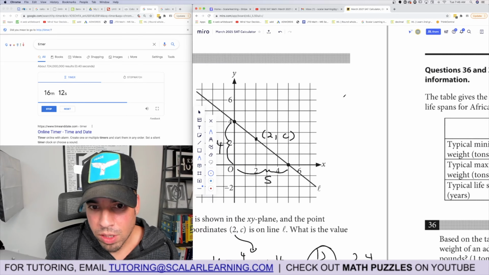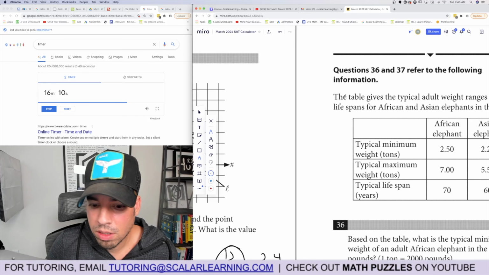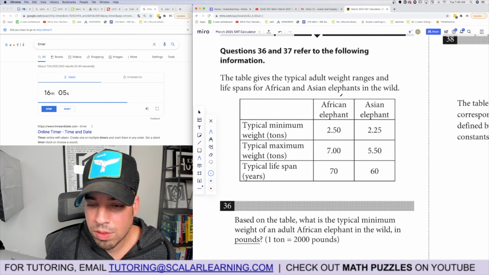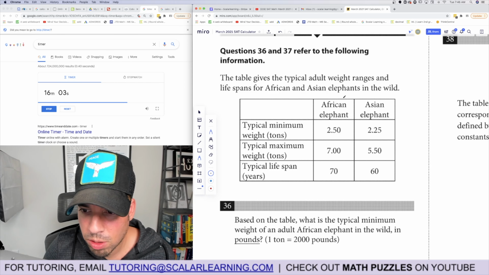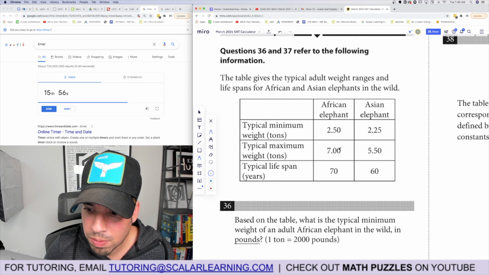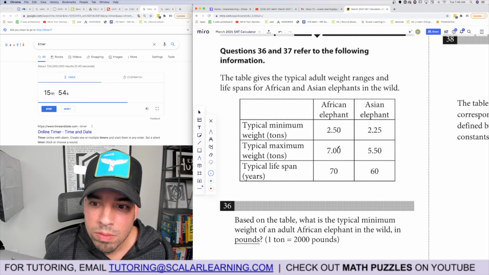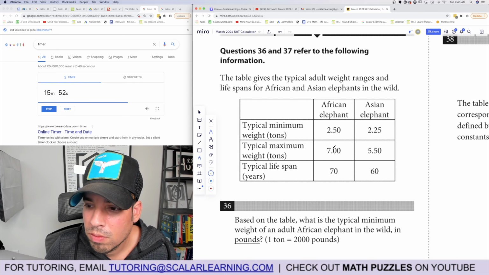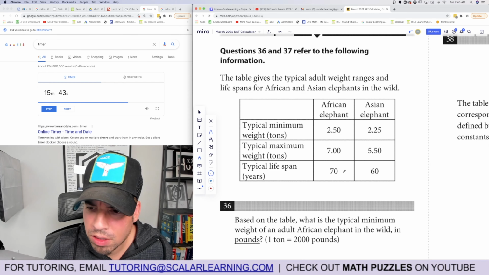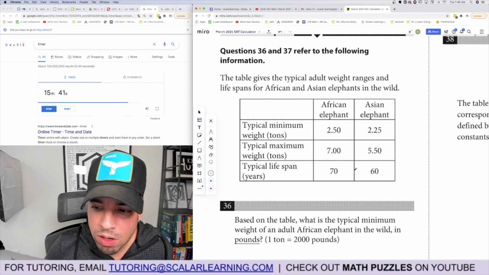This is a very interesting and difficult test. Where's 36? Okay. The table gives the typical adult weight ranges and lifespans for African and Asian elephants in the wild. Typical minimum, Asian elephant, typical maximum. So these guys run bigger, the African versus the Asian. 7 tons. I think a ton is 2,000 pounds, right?